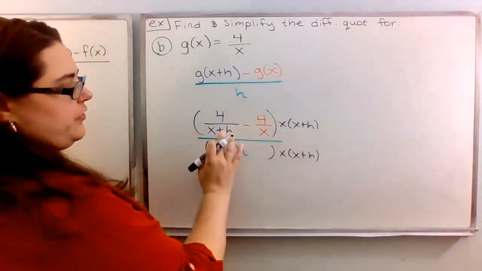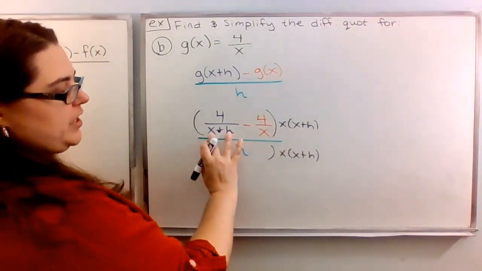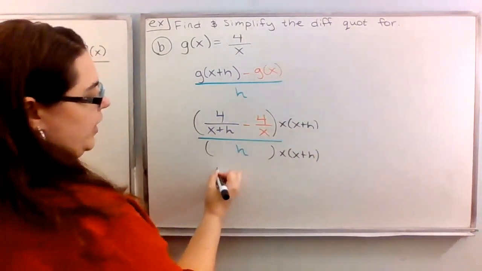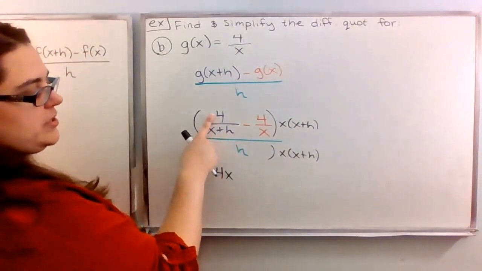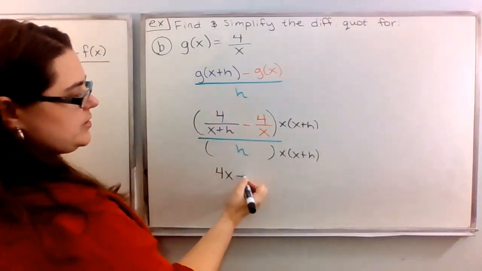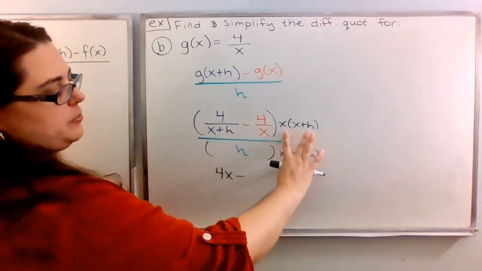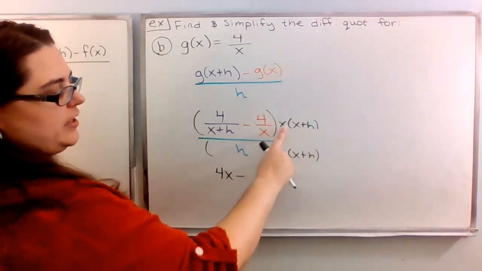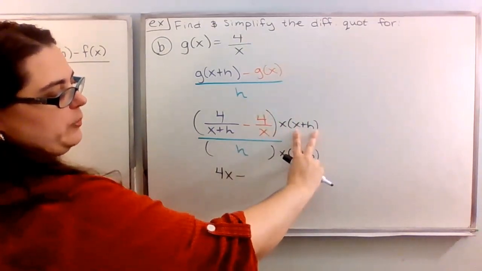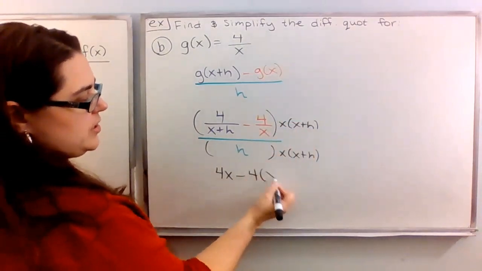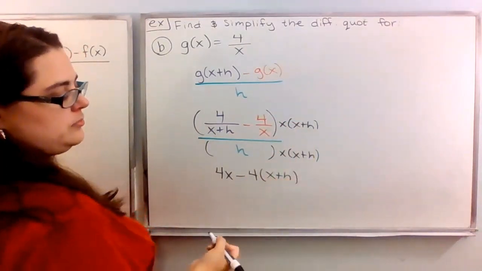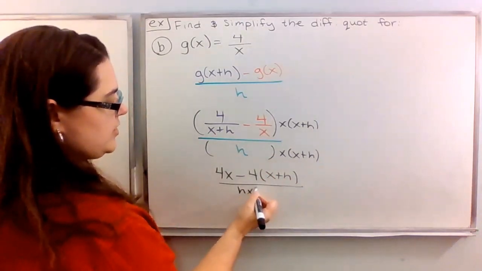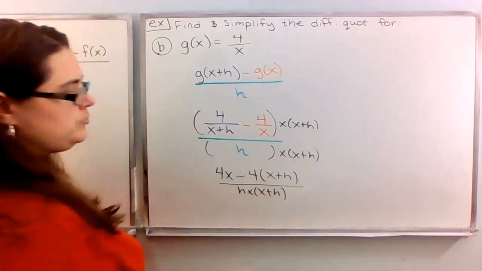When I distribute this to the first rational expression, the x plus h will cancel out, but the x will remain. So I end up with 4x from this first piece, and then my minus. And when I multiply x times x plus h times the second fraction, the x's cancel, and x plus h remains. So I have 4 times x plus h. Then in the bottom, I just have h times x plus h.